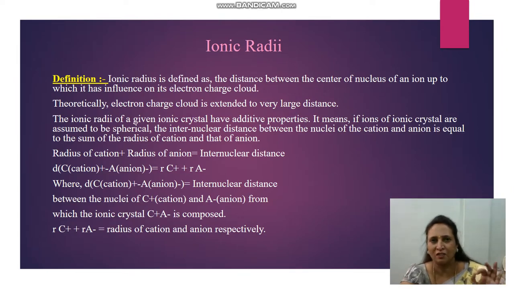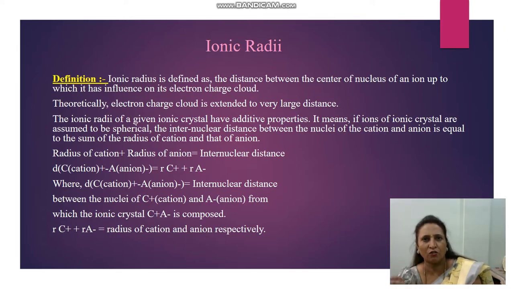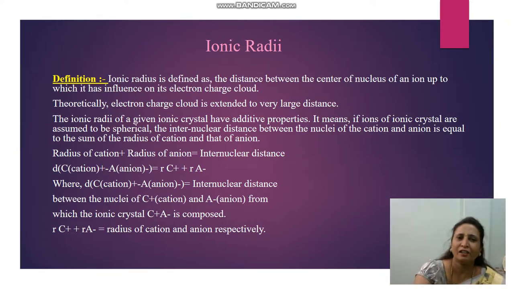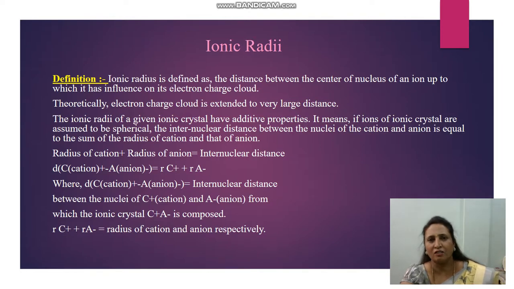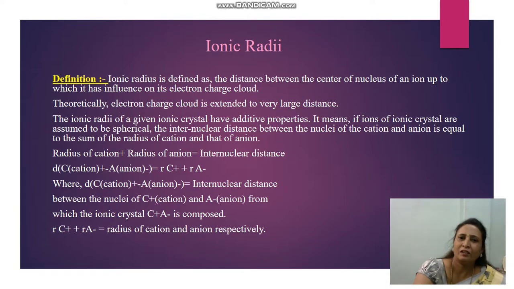So distance between the center of the nucleus to its influence, म्हणजे न्यूक्लियसचा इन्फ्लुएन्स त्याच्या इलेक्ट्रॉन्स क्लाउड पर्यंत कुठपर्यंत पोहोचतो ते अंतर म्हणजे आयोनिक रेडियाई. The ionic radii of a given crystal have an additive property. It means if ions of ionic crystals are considered as spherical, then by calculating the internuclear distance between the two nuclei of cation and anion, which is nothing but the summation of these two, we get the internuclear distance.